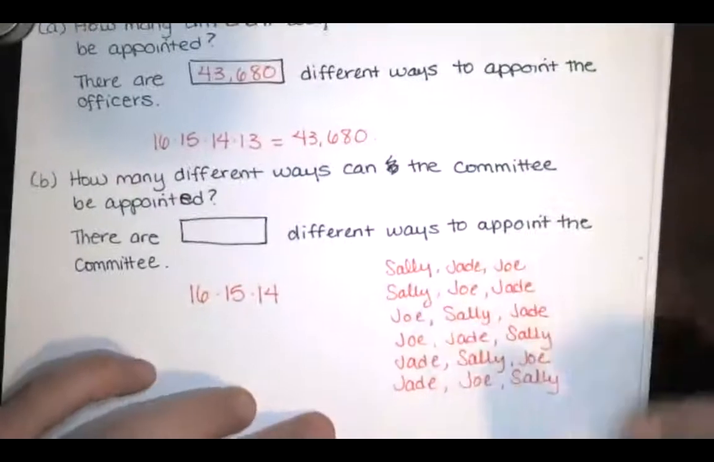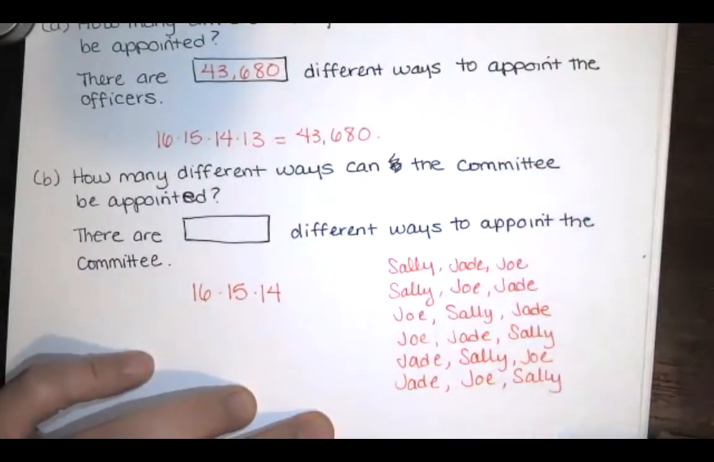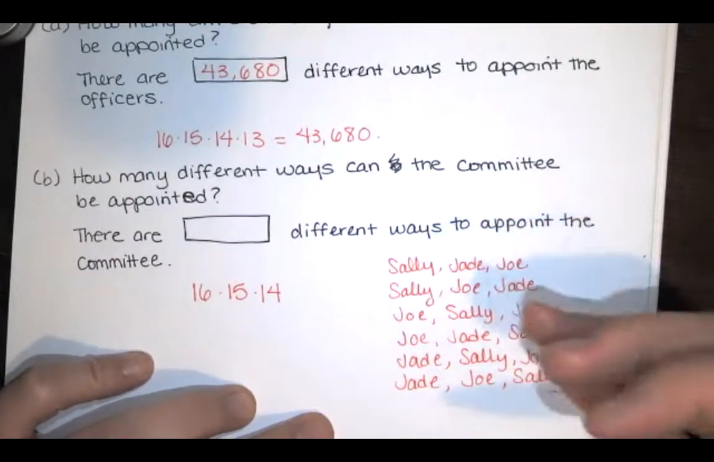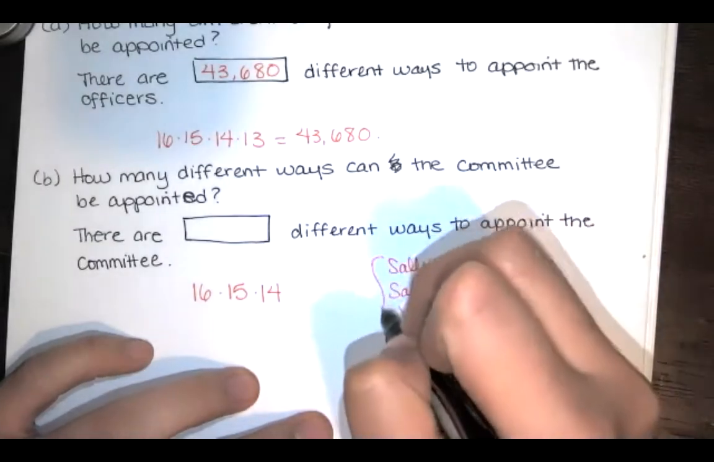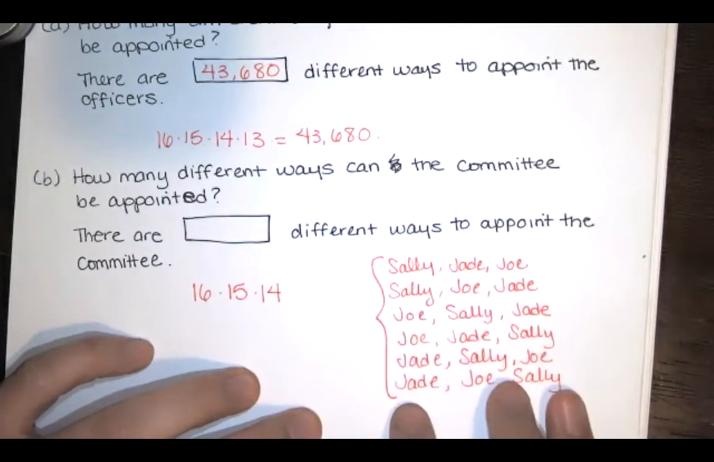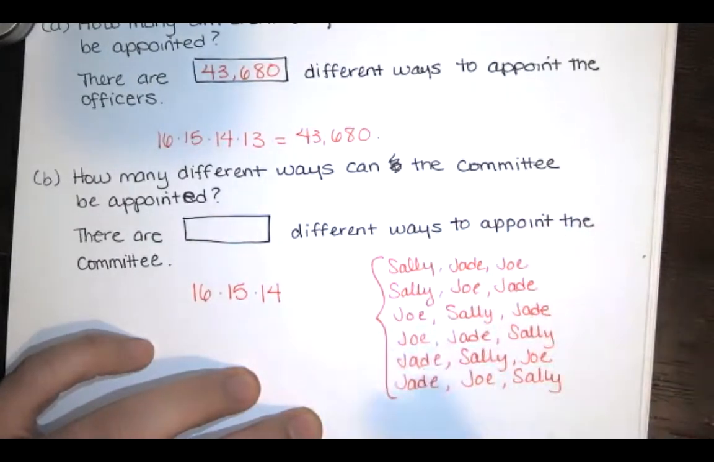But all of those are considered exactly the same committee. It doesn't matter which person got chosen first. At the end of the day, when they go to their committee meeting, they're all going to be there together. So all 6 of these are going to be counted as the same, or we want to count them as the same.